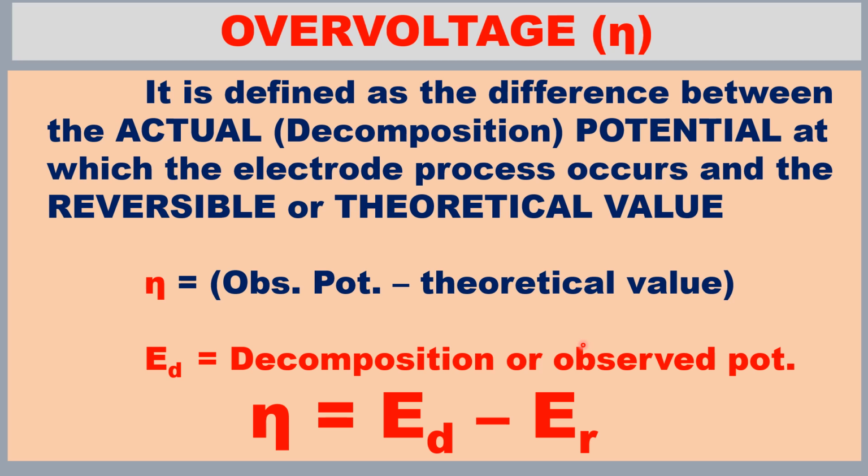For example, silver should deposit at a particular potential value, say 1 point something. It won't deposit at that potential unless you give some extra, like 1.3 or 1.5, because of back EMF. We'll see what the reason for overvoltage is. This is the expression for overvoltage.